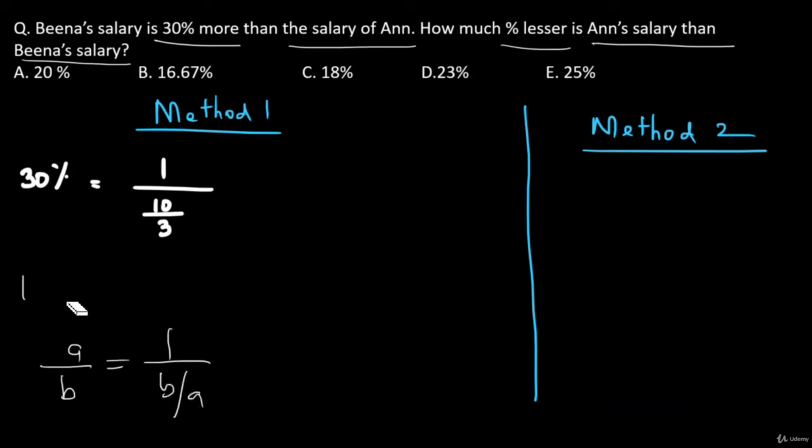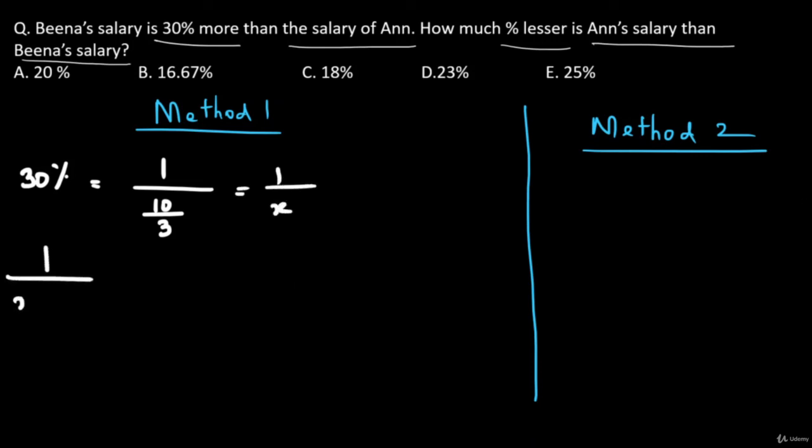All right. Now over here you can see that this 1 by 10 by 3, let's take that as 1 by x. Now we just need to find 1 by x plus 1, right? Because this is an increase. This is an increase by 30%. So the decrease would have the higher denominator. We just need to find 1 by x plus 1, right?